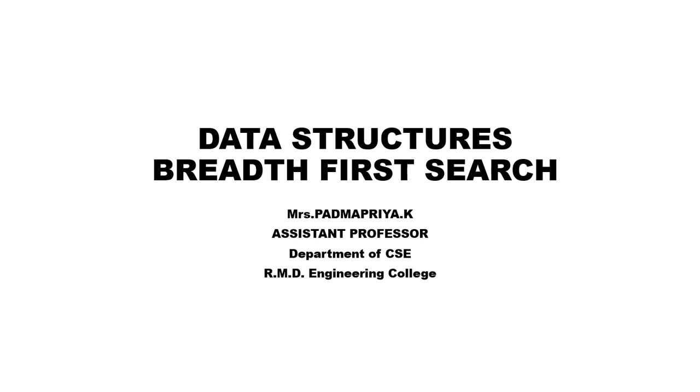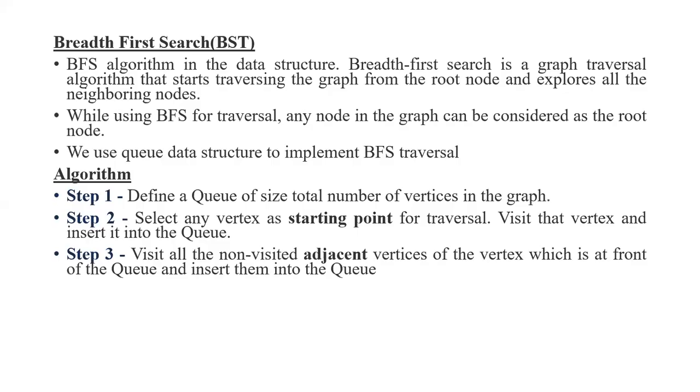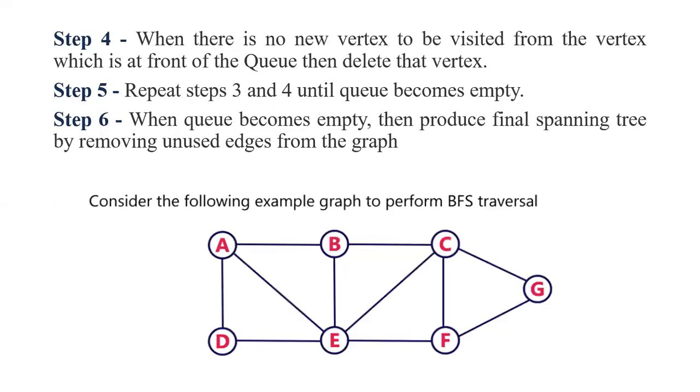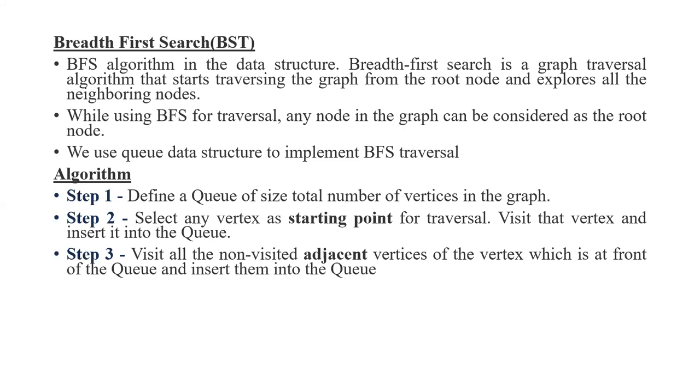Today, we are going to see the topic Breadth First Search under the subject Data Structures. Breadth First Search is an algorithm in data structures, a graph traversal algorithm that starts traversing the graph from the root node and explores all the neighboring nodes. While using BFS for traversal, any node in the graph can be considered as the root node. We use a queue data structure to implement the BFS traversal.